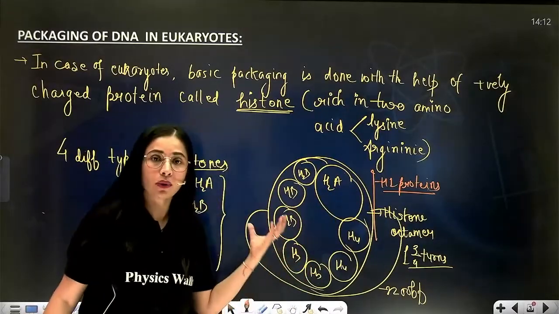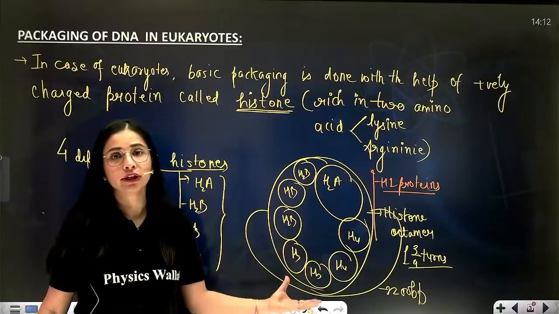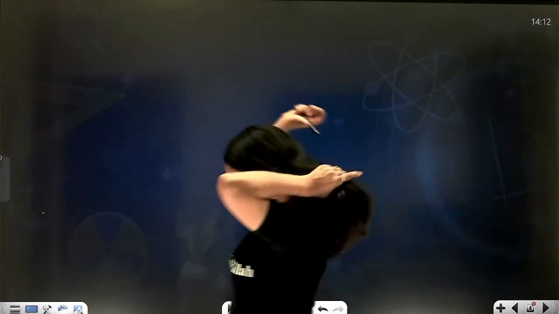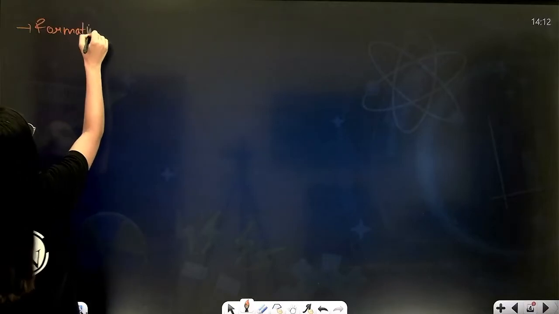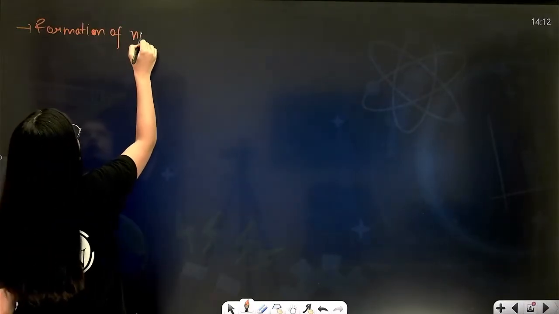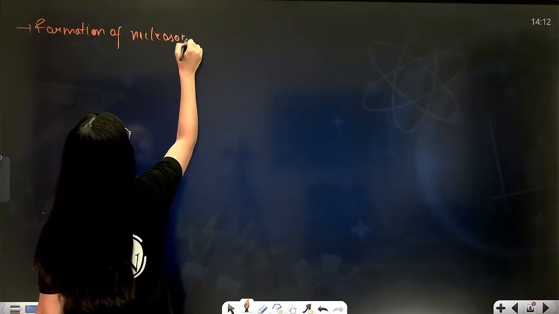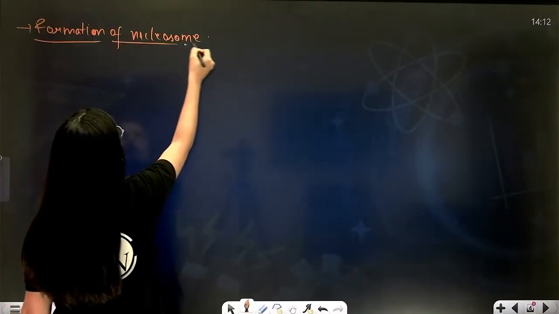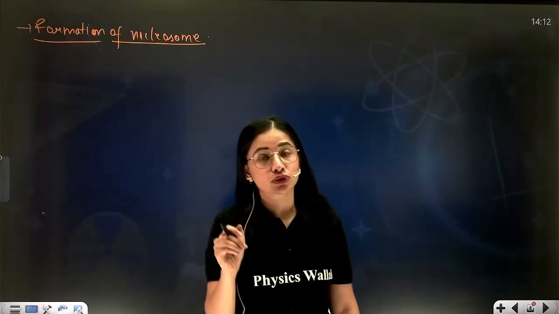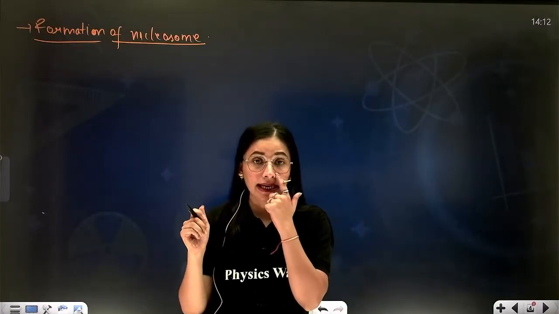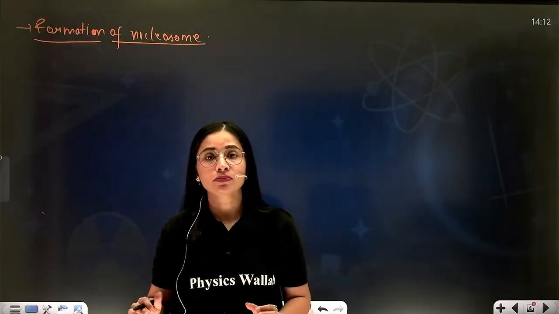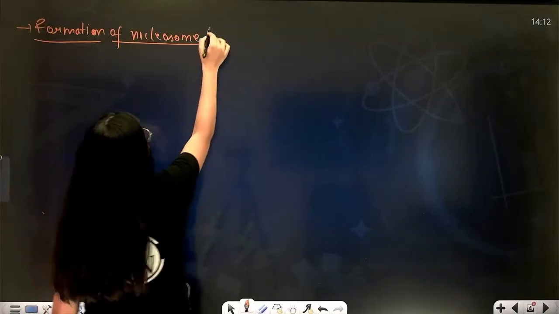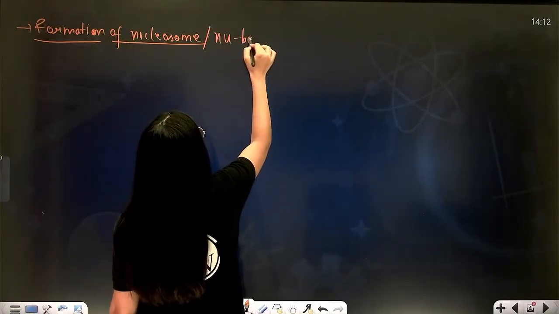Now this whole structure is known as nucleosome. So the first step in the packaging of eukaryotic DNA is formation of nucleosome. Correct? The first step is formation of nucleosome. This is the initial level of packaging. Nucleosome is also called the nu body. Nucleosome is also called the nu body.